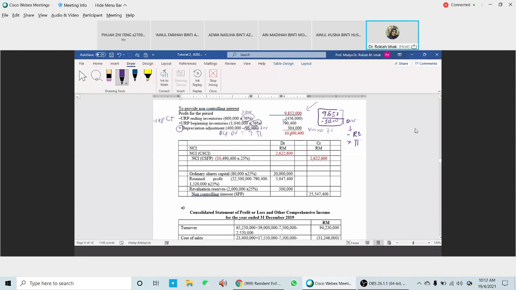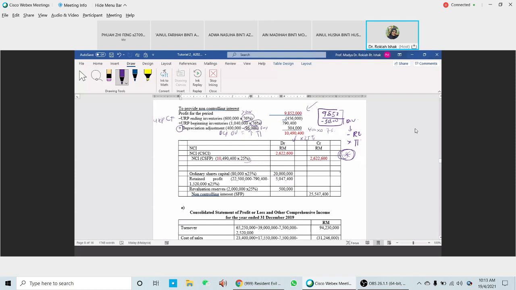At the end, the profit after adjustment for the NCI will be 10,940. We multiply 10,940 by 25%, which is the share of the NCI. So we have debit NCI share of comprehensive income, this amount 2,622,600, and credit NCI in the statement of financial position. We kept this one KIV from the last class, so there is an amendment to the answers here.